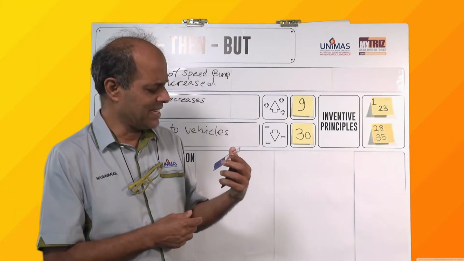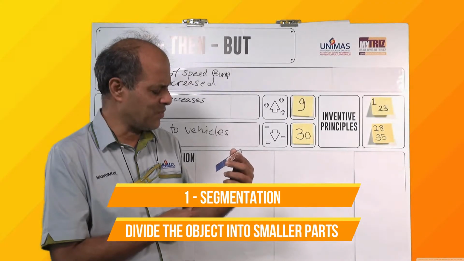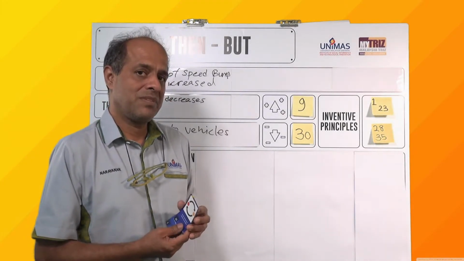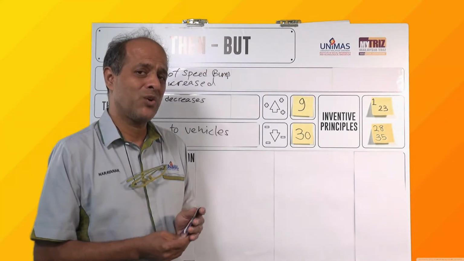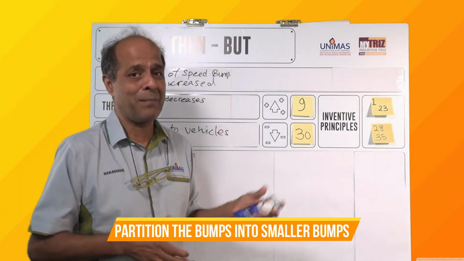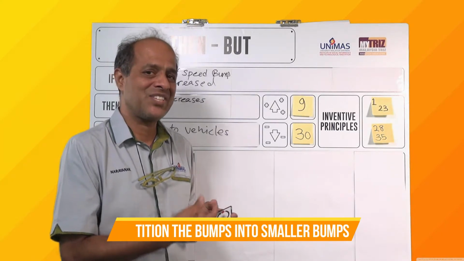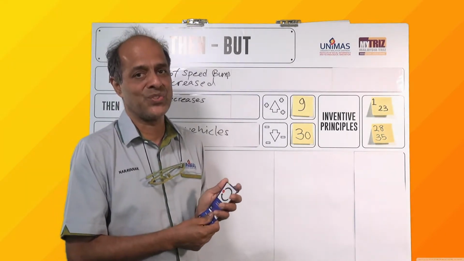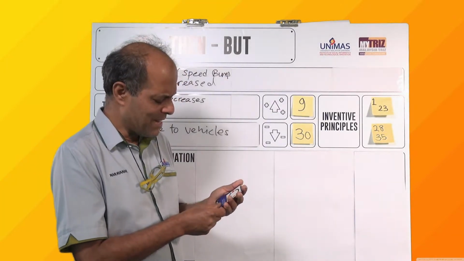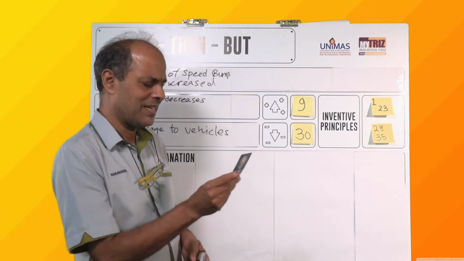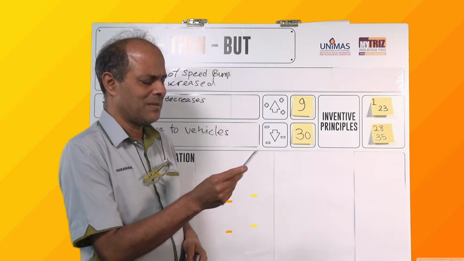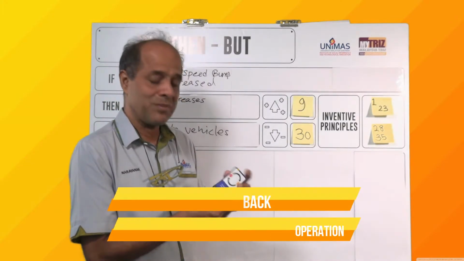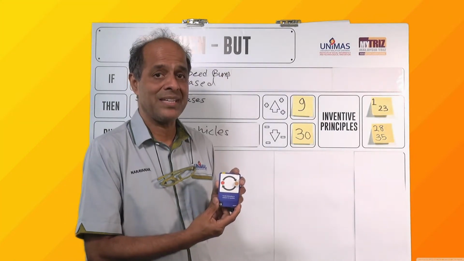Firstly, we see here segmentation, which says divide an object into smaller parts. This gives us a clue that we could partition the entire bump into smaller parts such that the harm on the vehicle is reduced. At the same time, we can look at another principle here, which says provide information to enhance an operation, which is principle number 23, or feedback.